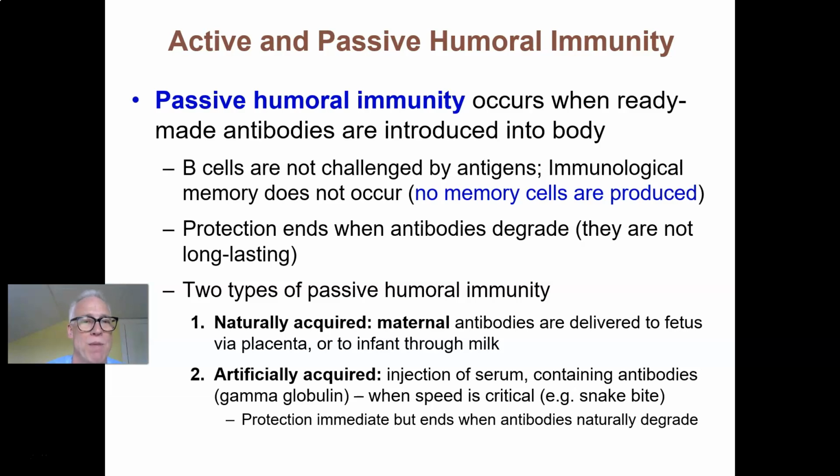The next time they get bit by the same kind of rattlesnake, they're just as likely to die from the venom as they were the first time. So that's the difference. Passive immunity is good for what it is, but it doesn't produce any immunological memory.